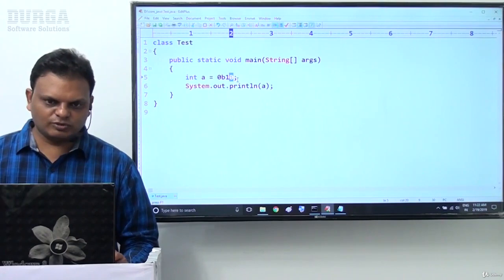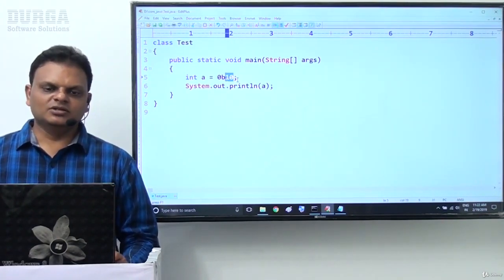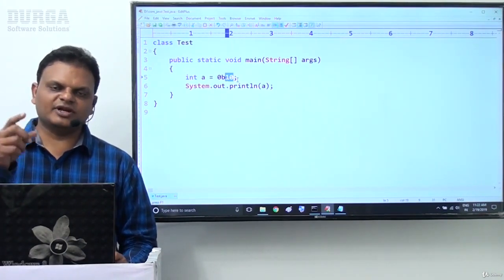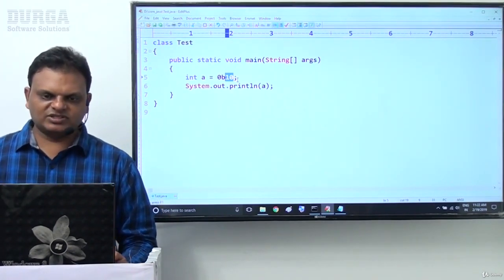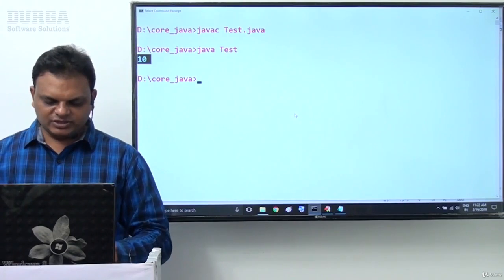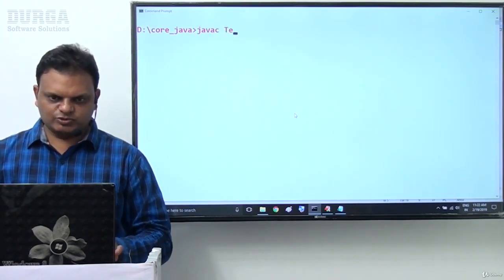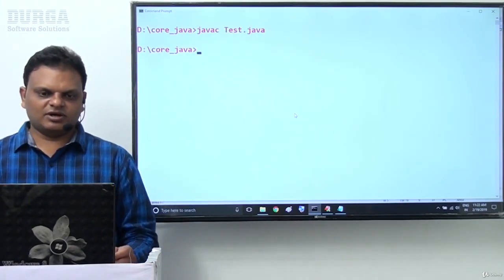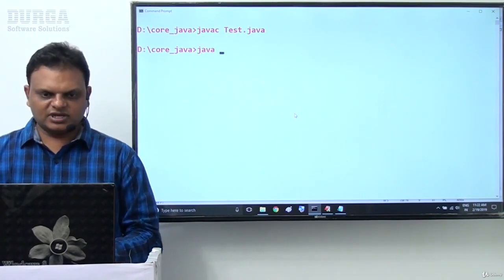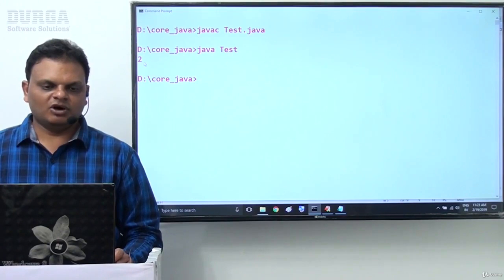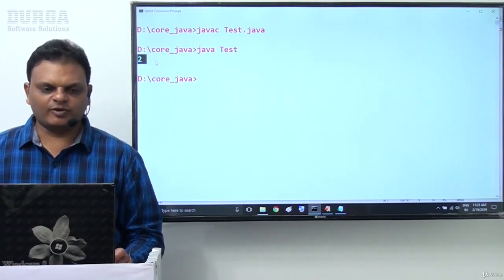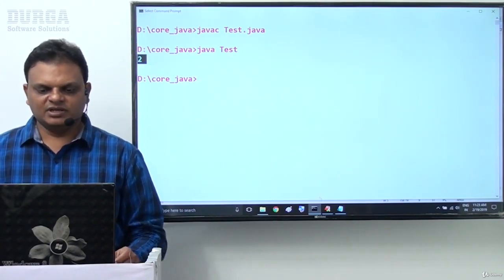It is 0 into 2 power 0, that is 0, plus 1 into 2 power 1. That value is 2 only. So the decimal equivalent for this number is 2. Let me compile this clearly. Now javac Test.java. Compiled successfully. Java Test. Now the output we are getting is not in binary format but decimal: 2 as an output.